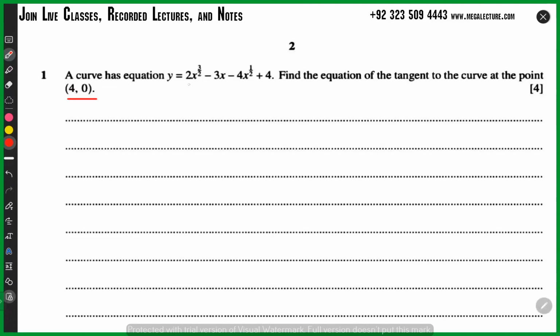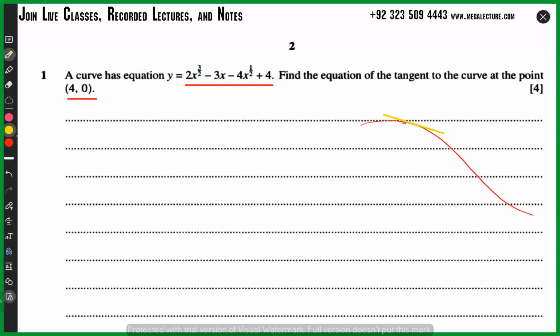So imagine this is a curve. Let's say it's a random curve of this type. This is the curve, for example, and let's say (4, 0) is this point. Now you need to find the equation of the tangent to the curve at this very point. We know that every tangent is a straight line, no matter where exactly it is made. Wherever it is made, it is going to be a straight line.